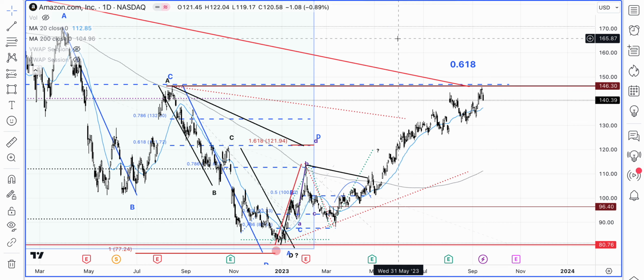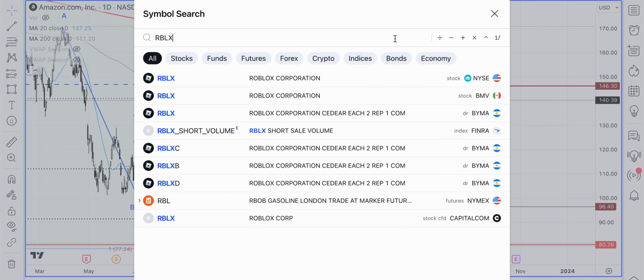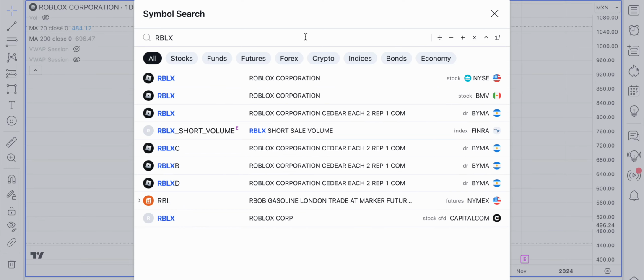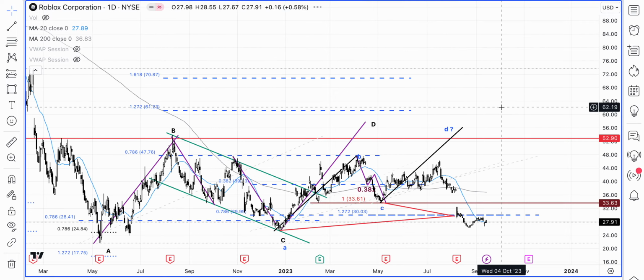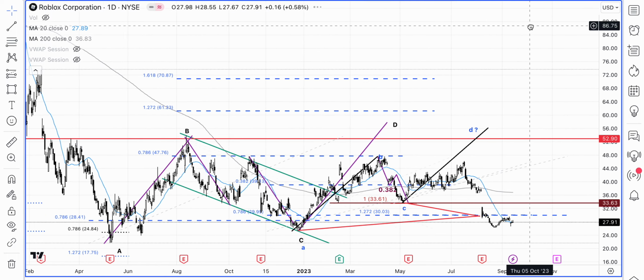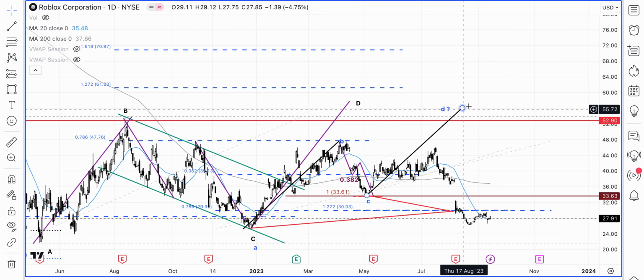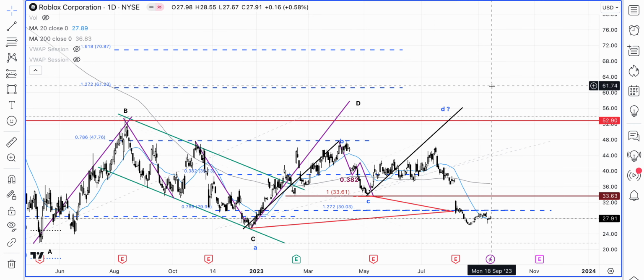Let's take a look at the last but not the least, which is Roblox. Oops, chose the wrong one. Here we go. So Roblox is the one which has actually disappointed us. We were watching for these pattern formations to the upside, maybe reaching 50, 60, $60 per share level.